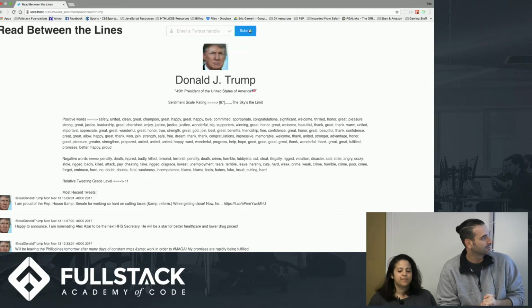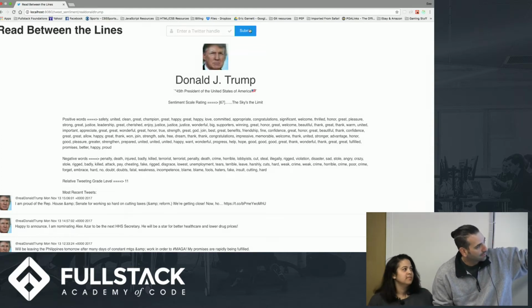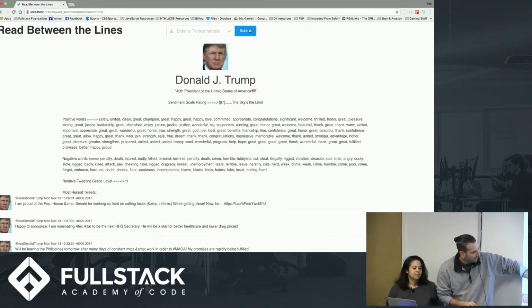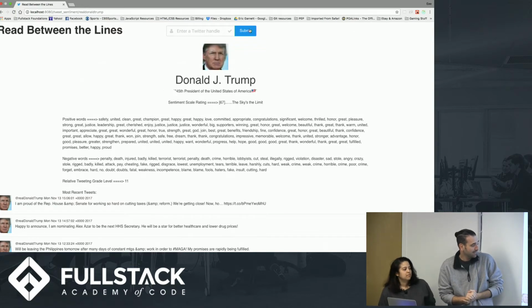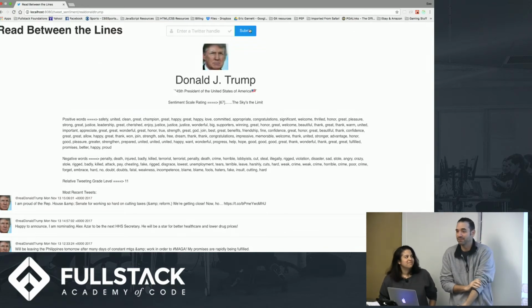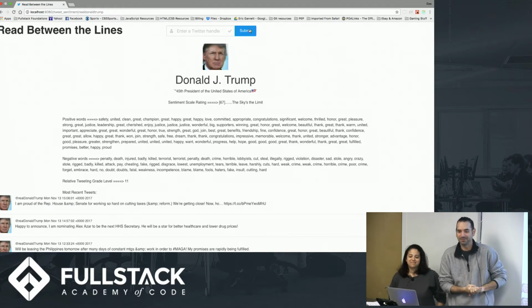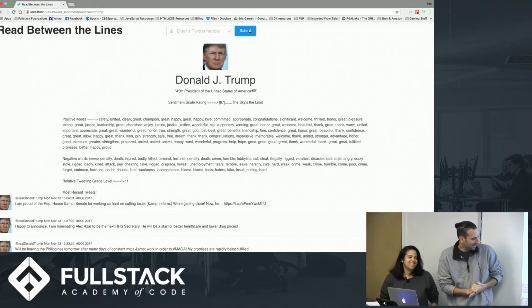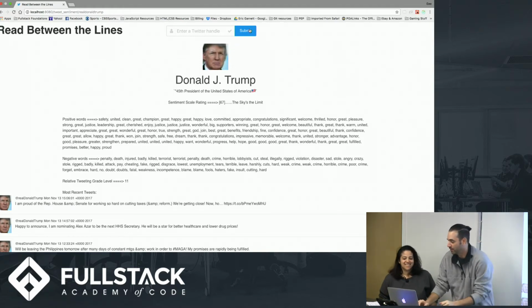He's a pretty positive guy, as it turns out, based on these are all the positive words coming from his tweets, all the negative words coming from his tweets. And amazingly, the relative tweeting grade level is 11. So pretty smart guy, as it turns out. And down below that is his last 100 tweets.